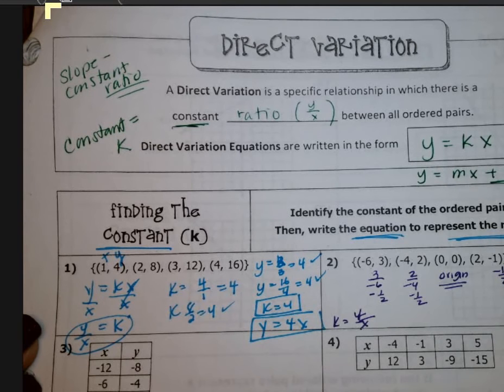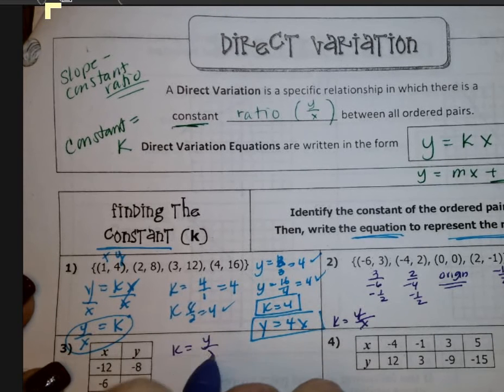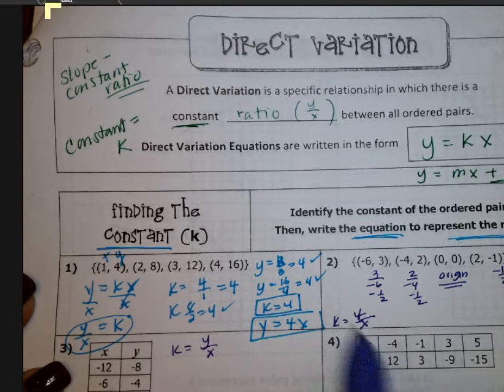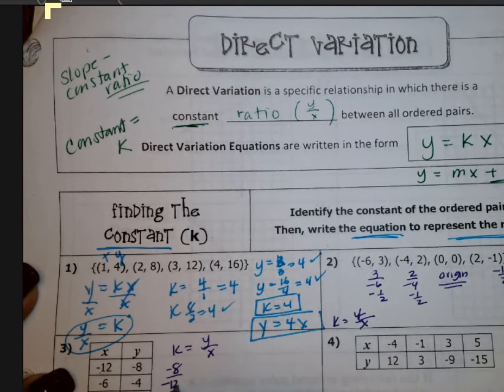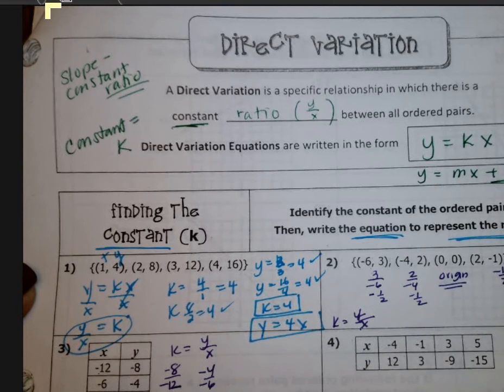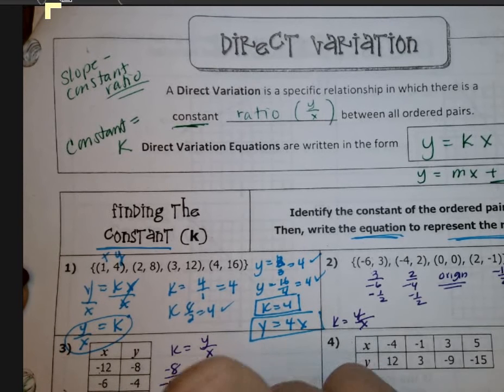All right, again, I'm going to just divide. Remember, my k equals my y divided by x. So y divided by x. So negative 8 divided by negative 12 is what? 2/3. Negative 4 divided by negative 6 reduces to 2/3. That's the origin. That's okay. Remember, the origin's always there. And then the last one here is 2 divided by 3, which is then 2/3.